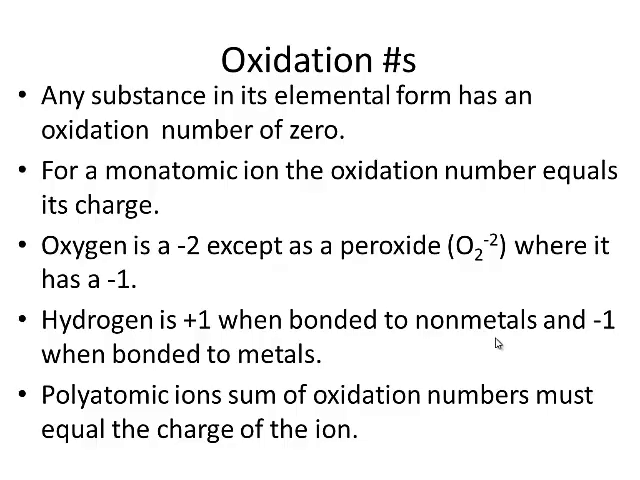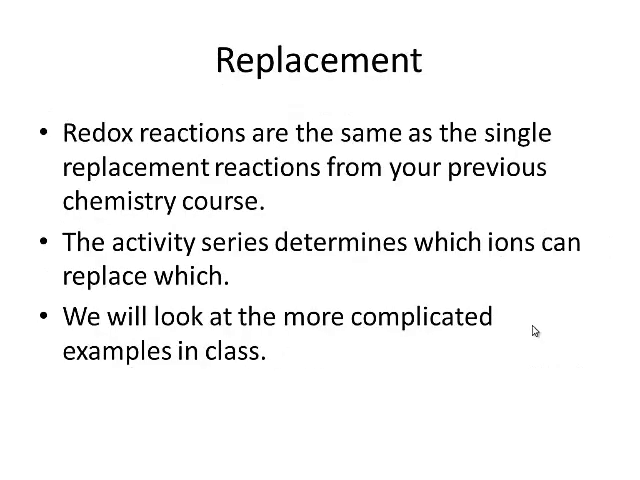And polyatomic ions have a sum of their oxidation numbers that must equal the charge of the ion. So if you know that a PO4 has a -3 charge, and you know that oxygen has a -2 and there are 4 of them, that's -8. So that means the phosphorus must have a +5 charge. Again, we'll spend a lot of time looking at this in class when you come back.